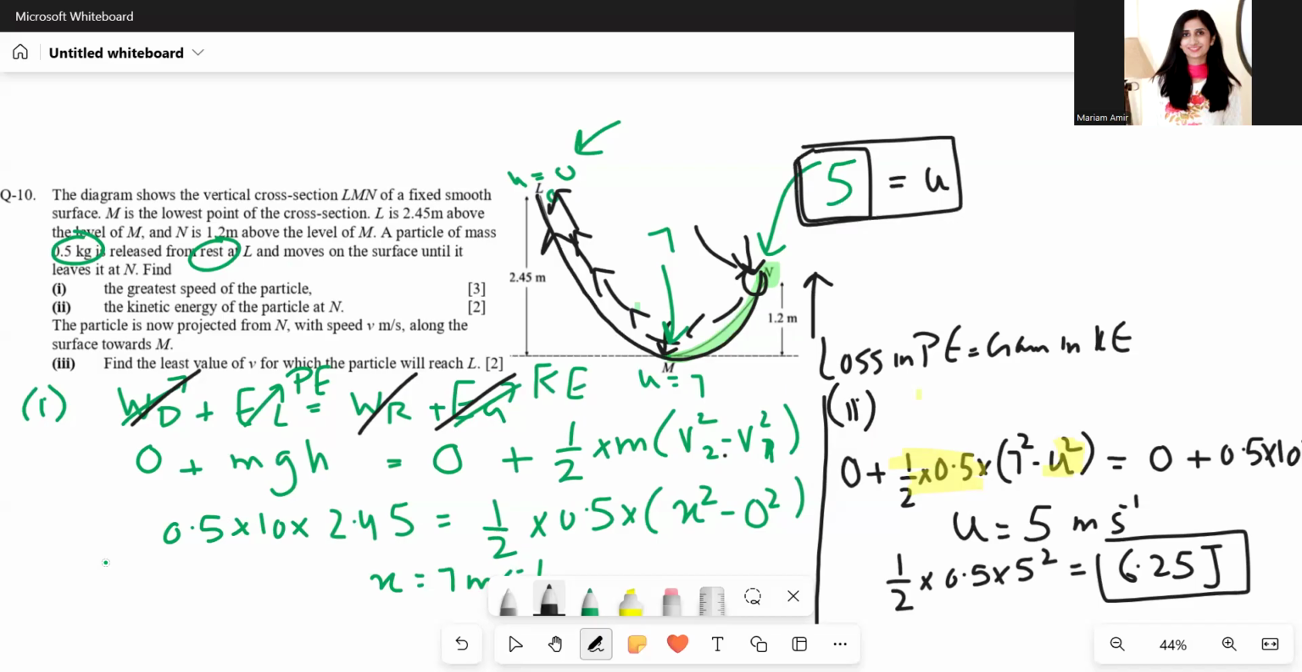But this is only true in the absence of resistance. So you will write that the least value of V for which the particle would reach L is 5 because of the absence of resistance.